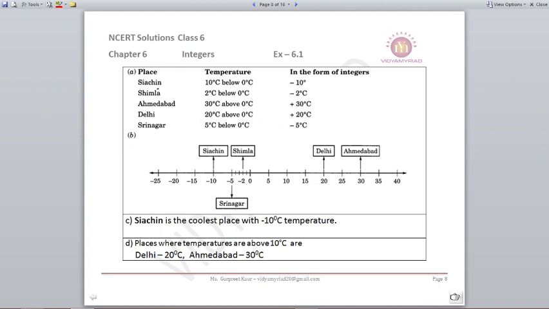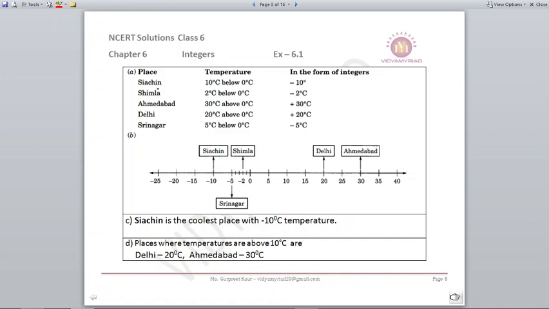It is written Siachen as 10 degrees below 0 degrees. Below is minus. So minus 10 degrees. Shimla is 2 degrees below 0 degrees. Below means minus 2 degrees. Ahmedabad 30 degrees above 0 degrees. Above means plus. So plus 30 degrees. Delhi 20 degrees above 0 degrees. That means plus 20. Srinagar is 5 degrees below 0. That becomes minus 5.